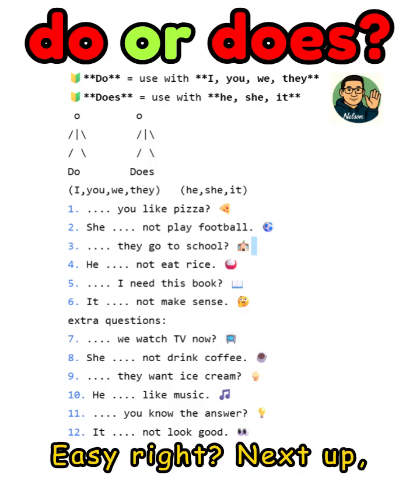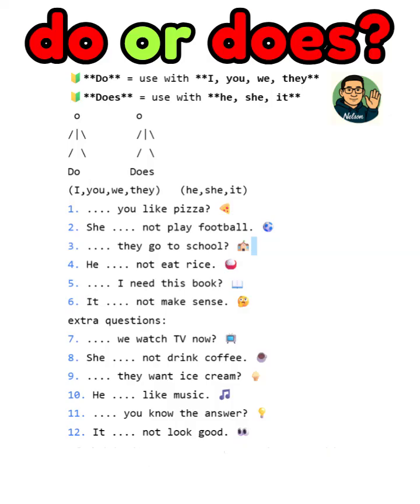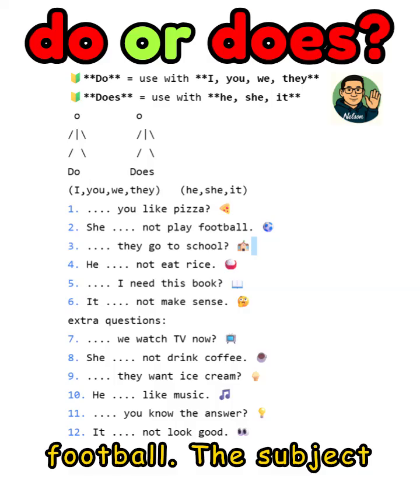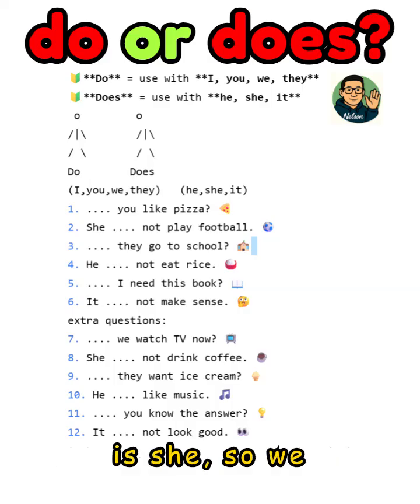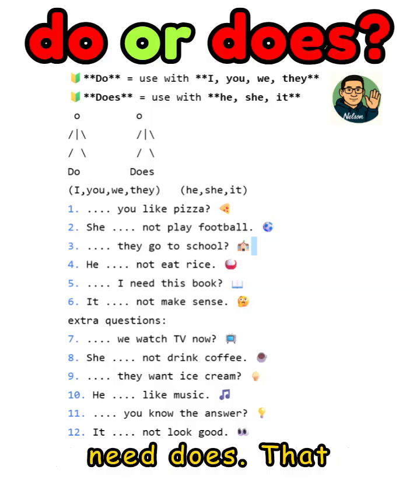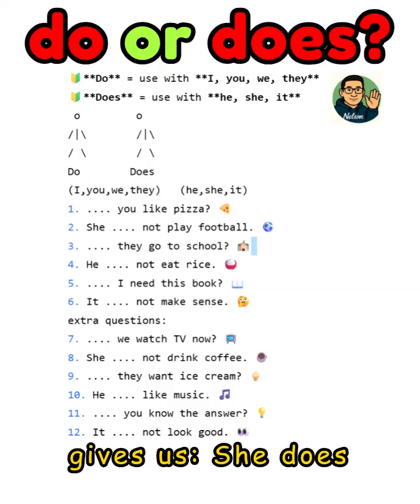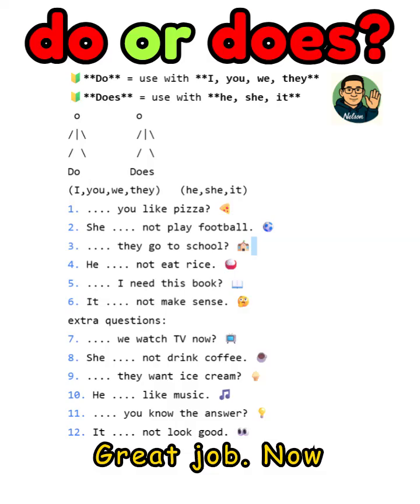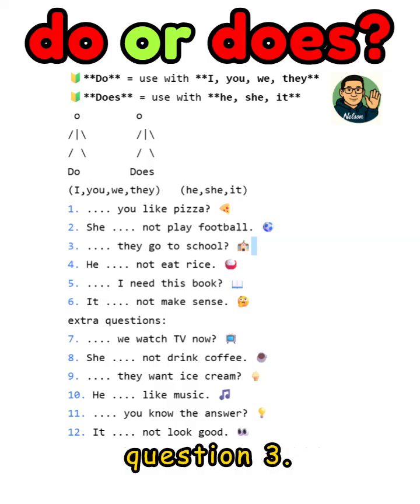Is it right? Next up, she blank not play football. The subject is she, so we need does. That gives us, she does not play football. Great job. Now, question 3.